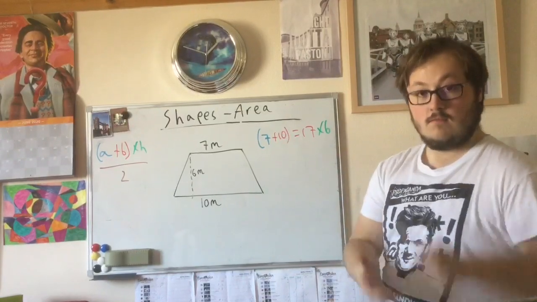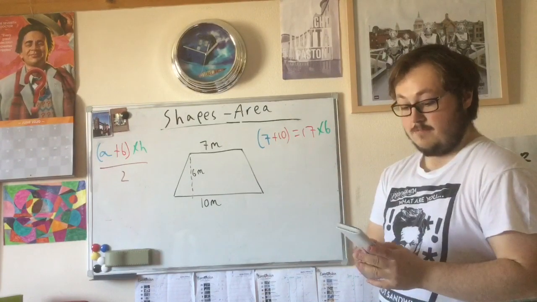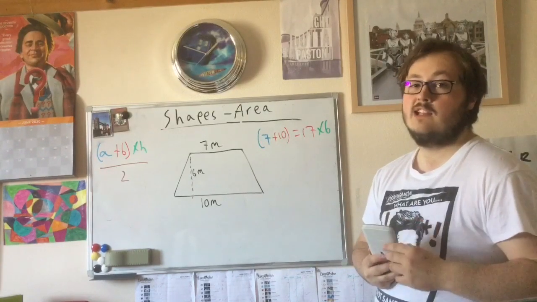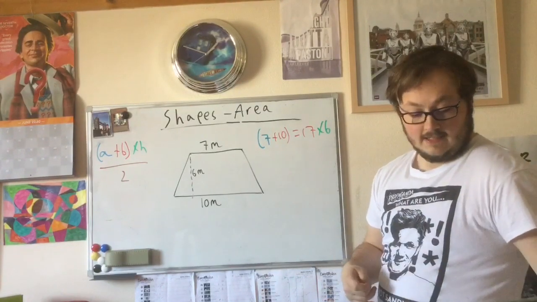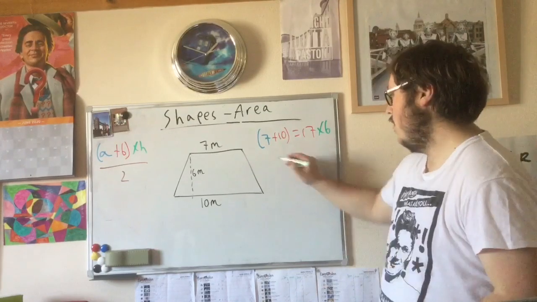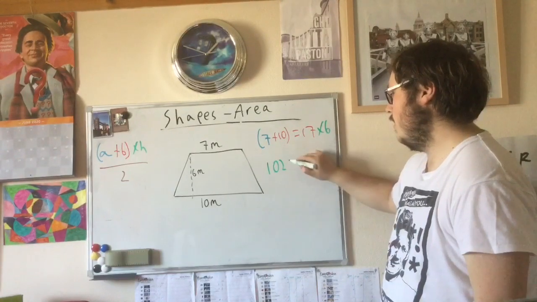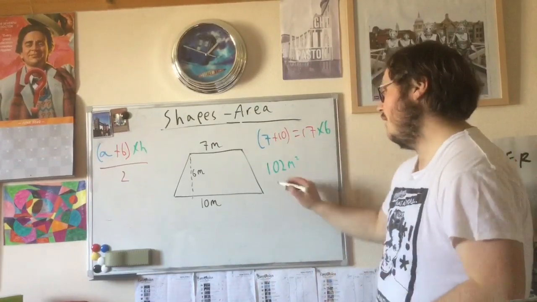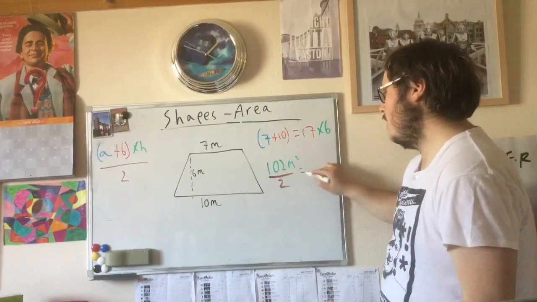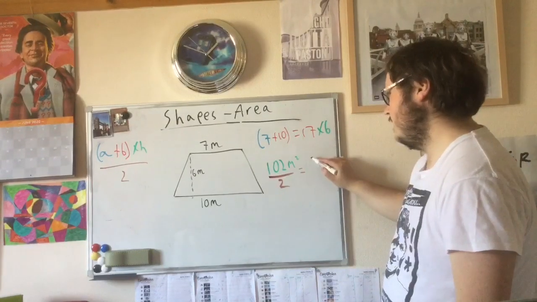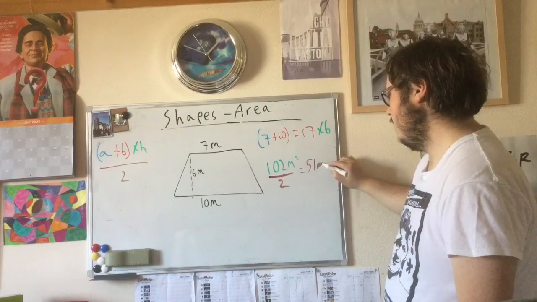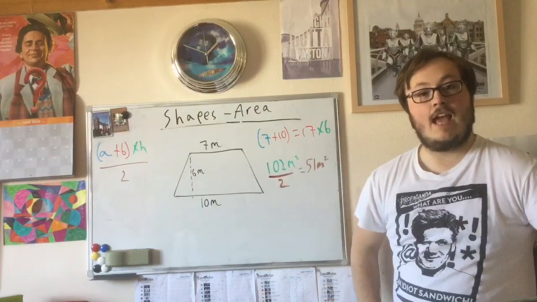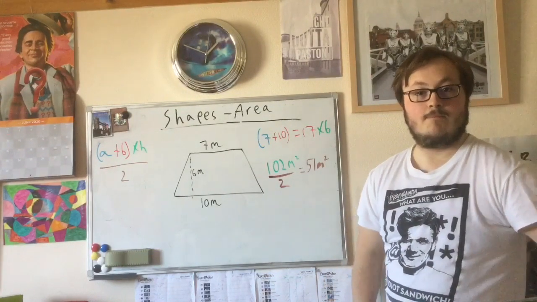Now for this, I'm going to use my calculator, just because it's quite complicated and it's better to be sure. If you have a calculator, might as well. And that will get us, overall, 102 meters squared. But we still need to halve it. So our overall area is 51 meters squared. And that's how you find the area of a trapezium.